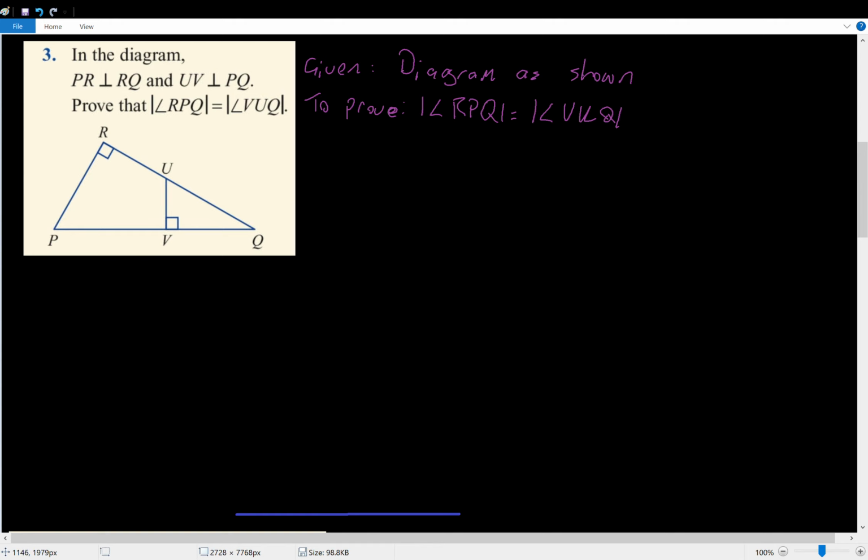Construction, we don't need to construct anything. In some other proofs, it might be necessary to draw some additional lines or mark in some angles or something, but we don't need to do that in this particular case. We're all good. This proof doesn't require any construction. So now we're just going to get straight onto the proof for this.